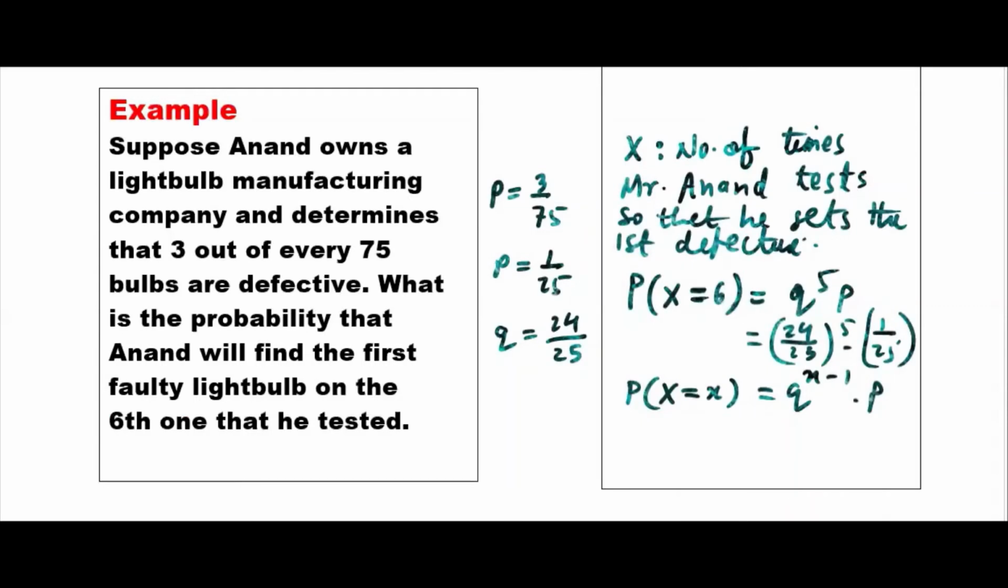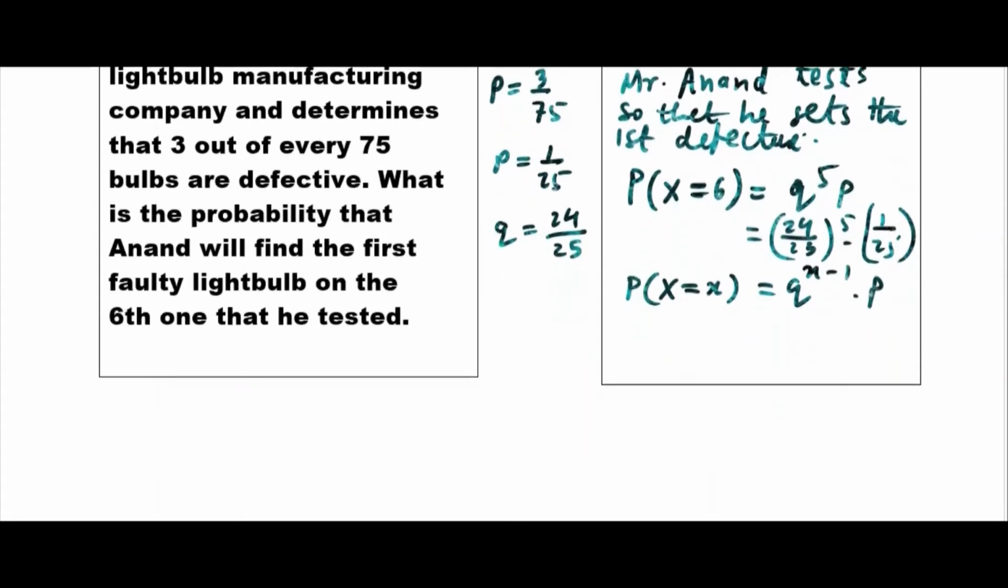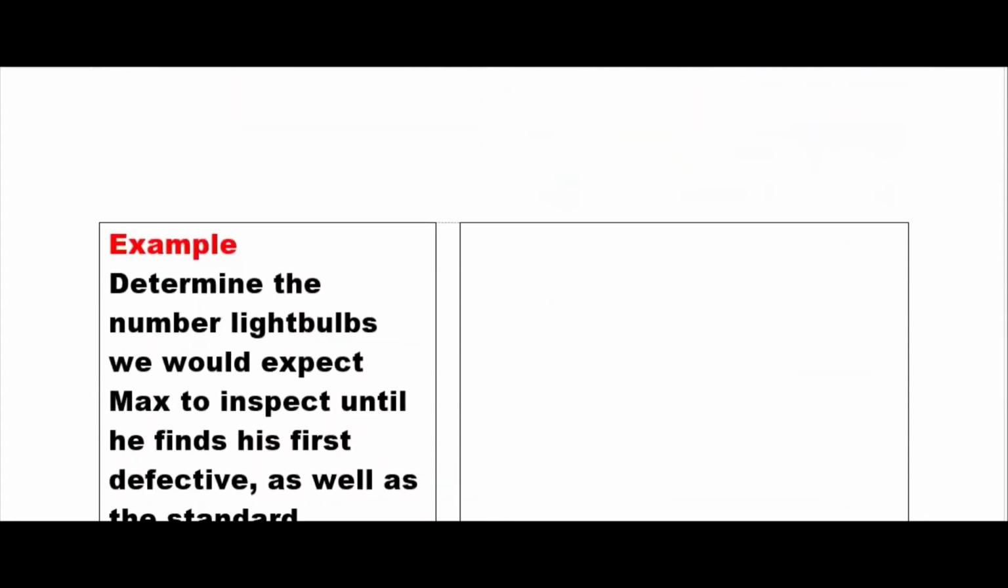You are finding, are you including the sixth trial or not? That is the question. If you are including the sixth trial, then it will be type 1. If you will not include the sixth trial, it will be type 2. And what is success, what is a failure, that is up to you. The question you need to see and decide.